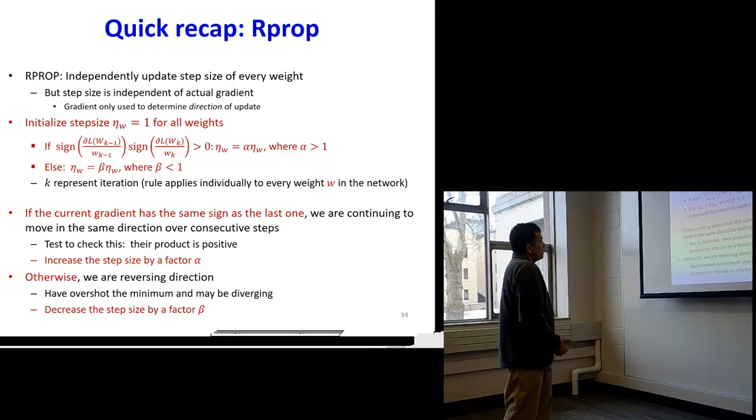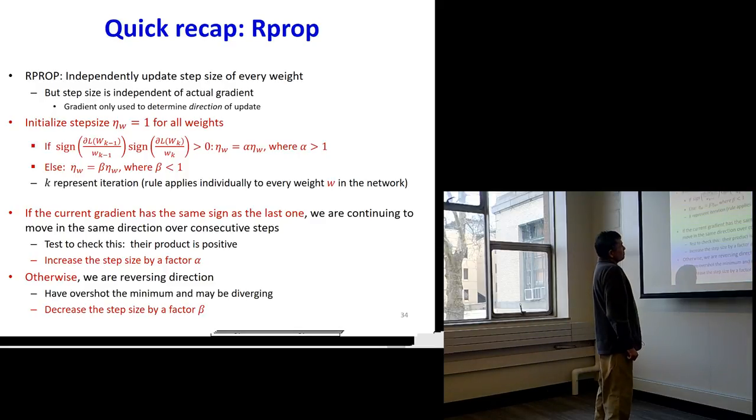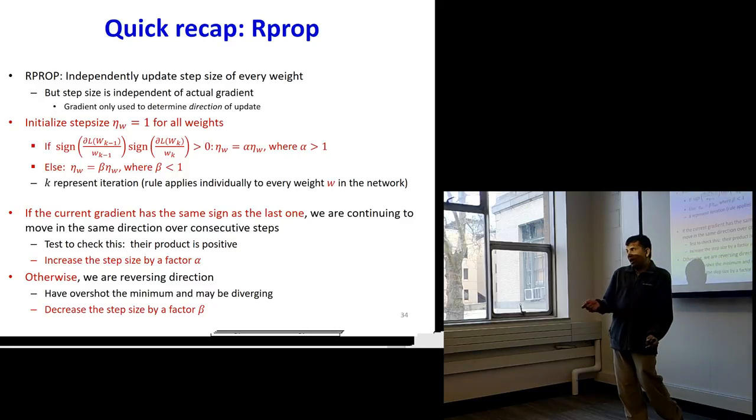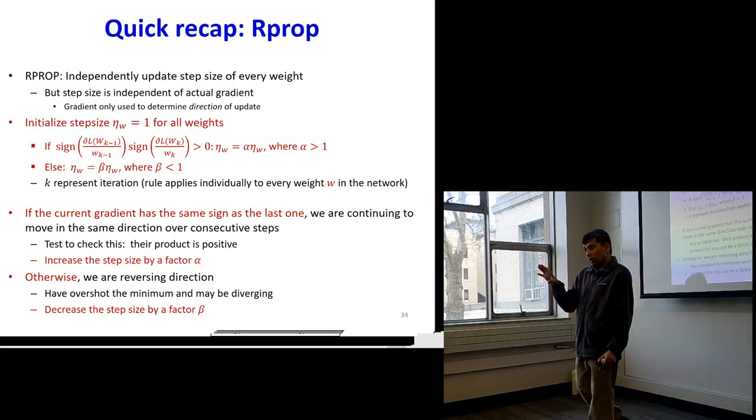So if it is 1, then you increment the step size by some factor. If it's minus 1, you decrement it by multiplying by a factor that's less than 1. This is the basic idea of R-prop.